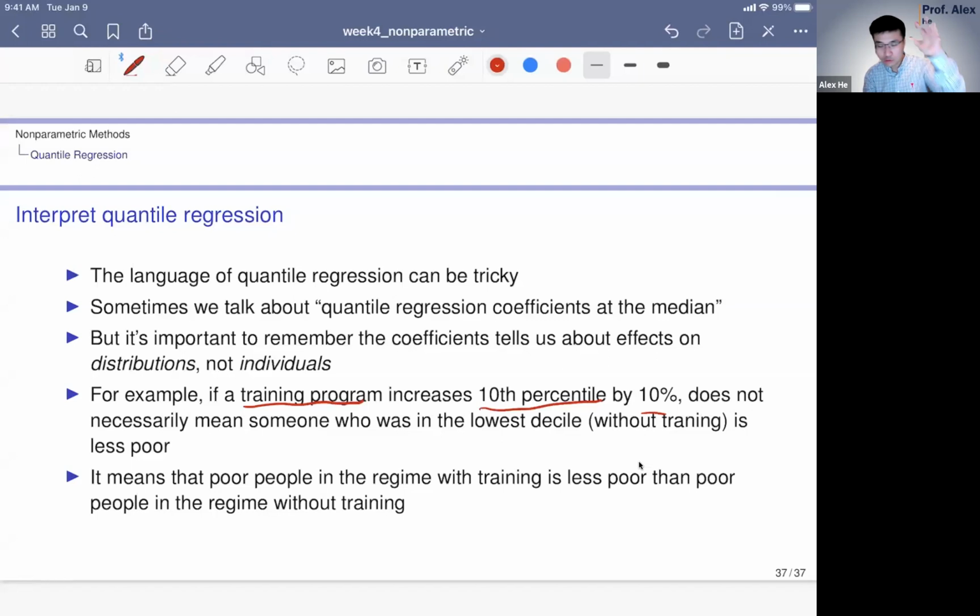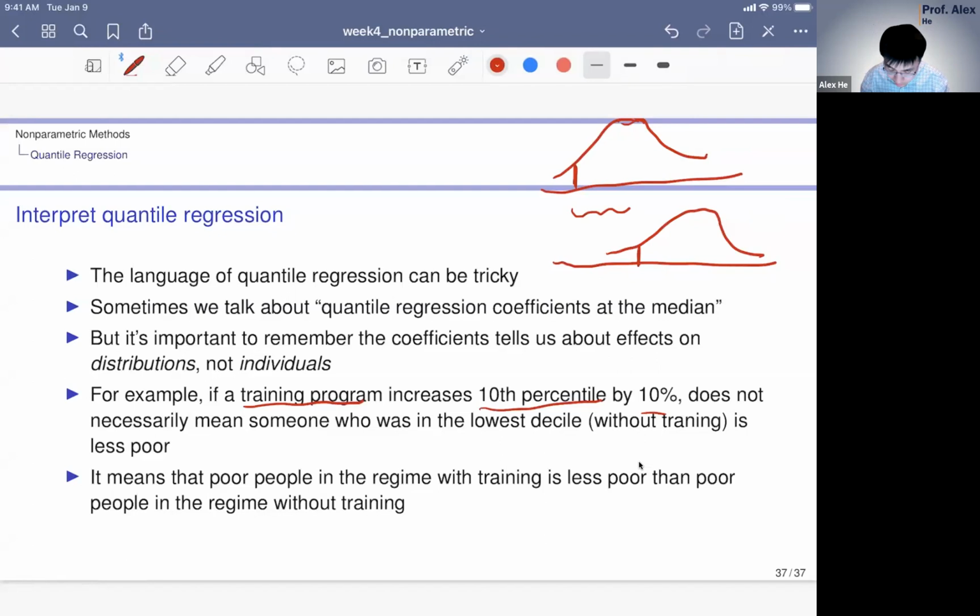However, that is not true because what quantile regression tells you is only how the quantiles change, like how the distribution of y changes. And for example, if this is the distribution of the earnings where you don't have the training, and then this is the distribution where you have the training, okay? And this is the 10th percentile here, this is the 10th percentile here. And you can look at this difference and say that the 10th percentile of the y increases by 10%. However, this person here may not be this person here. Okay, so there may be a reshuffling of the order in that distribution.